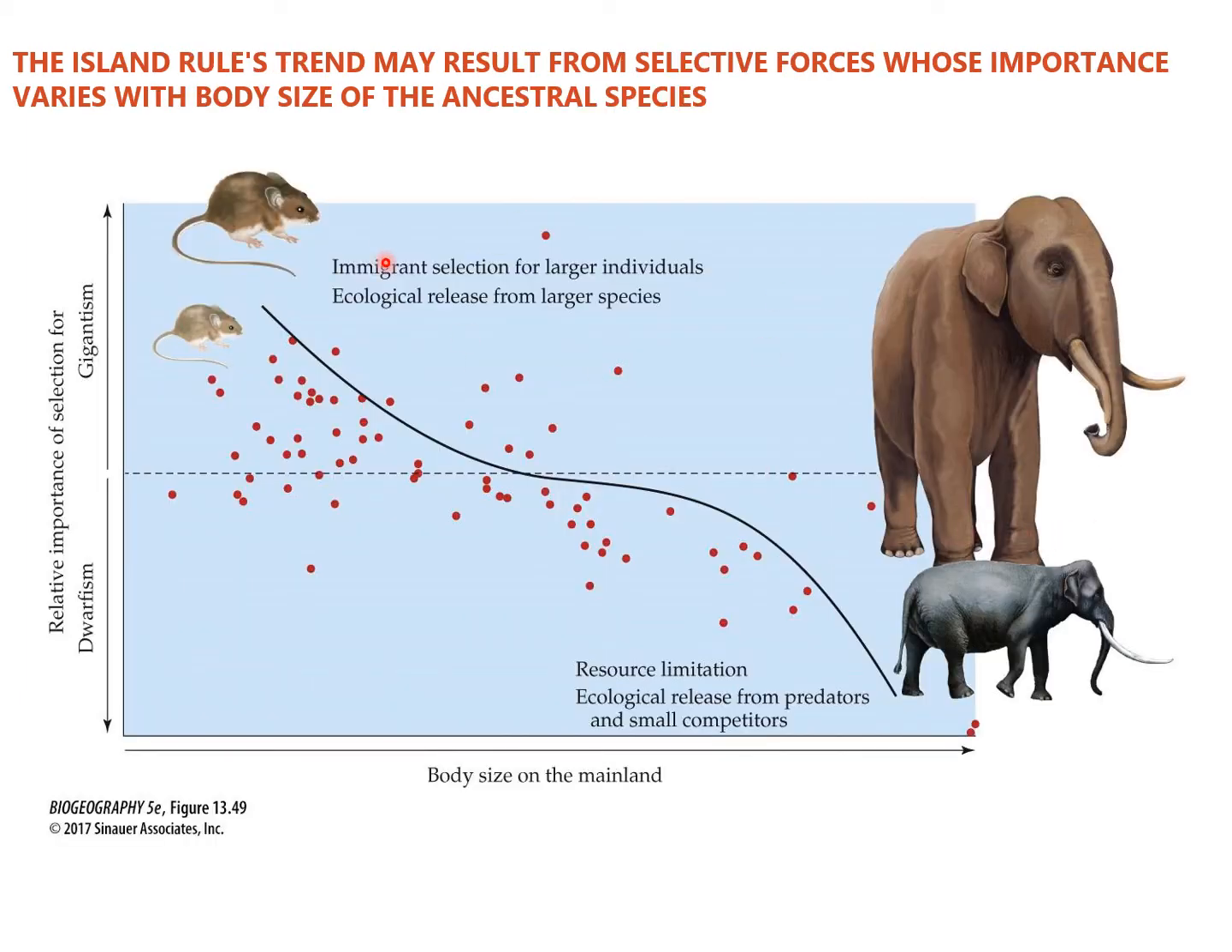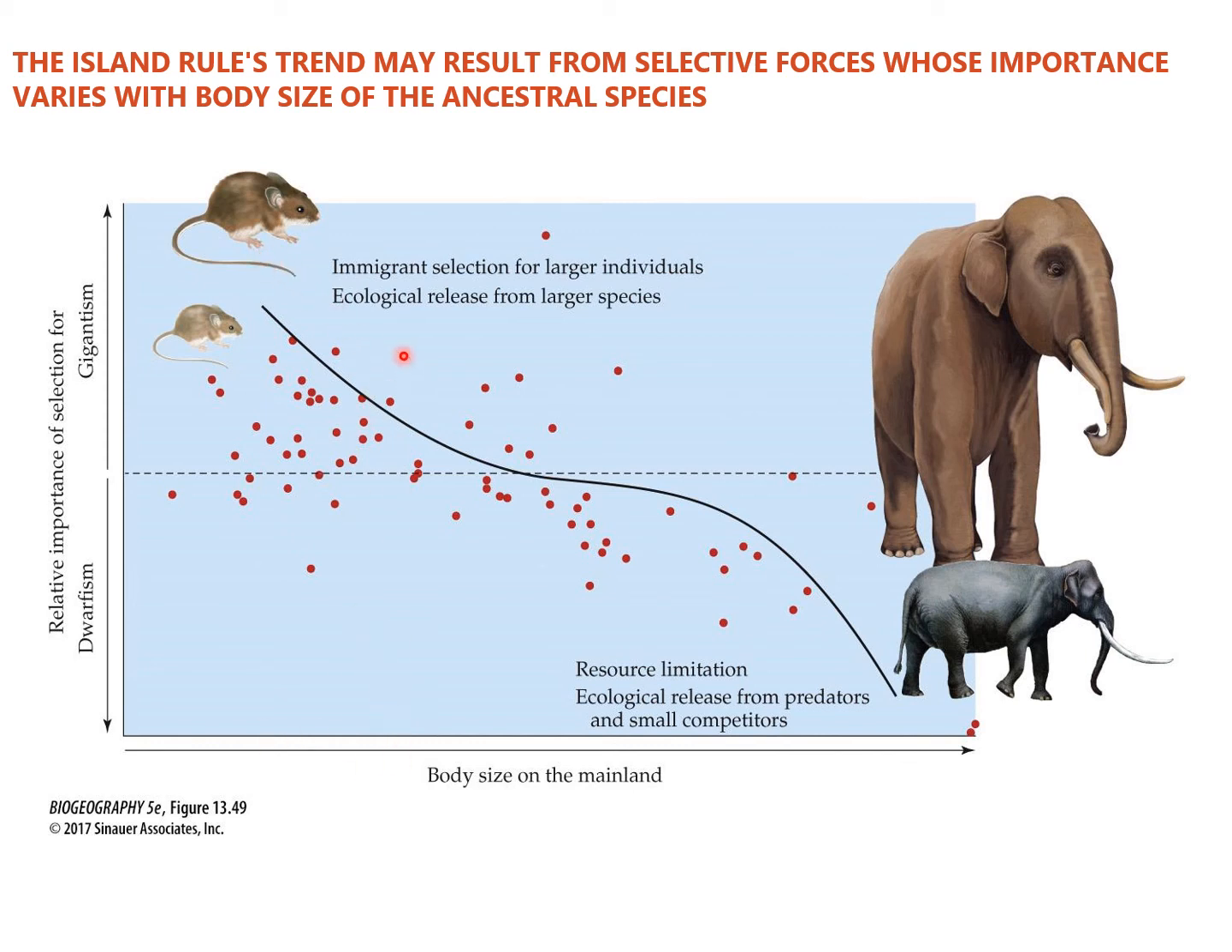But yeah, going back to what I was talking about, the island rule trend may result from selective forces whose importance varies with body size of the ancestral species. So basically, if you're a smaller species on the mainland, then there's immigrant selection for larger individuals, so larger individuals are probably going to be the ones that are able to get there, and then ecological release from larger species. Those two things combined are probably what contributes to gigantism.